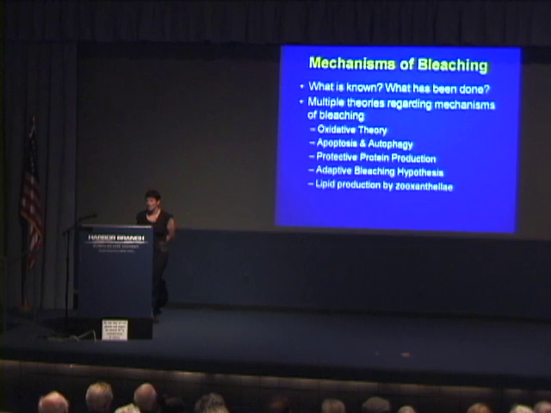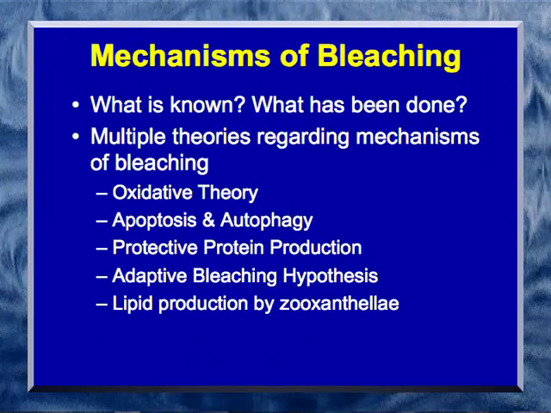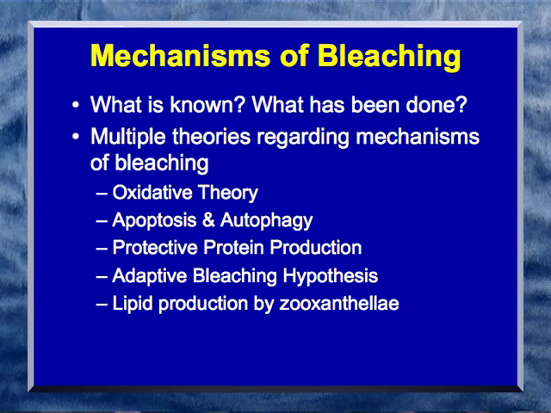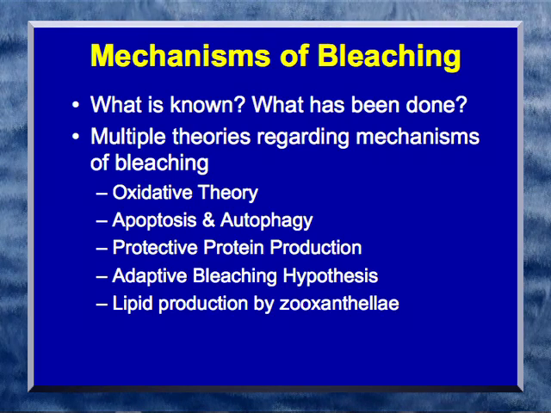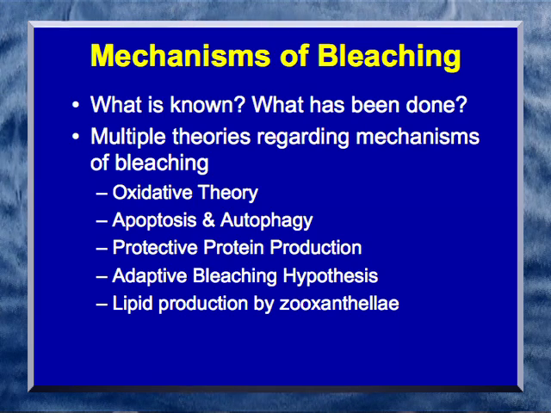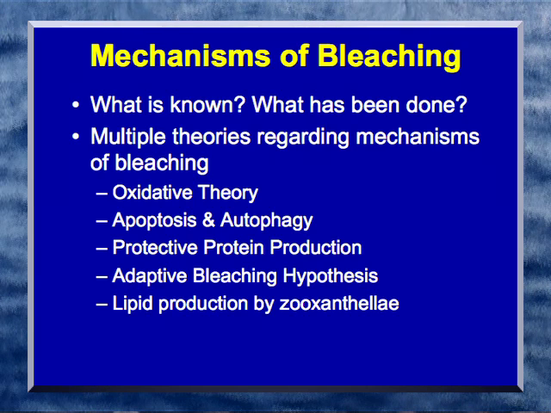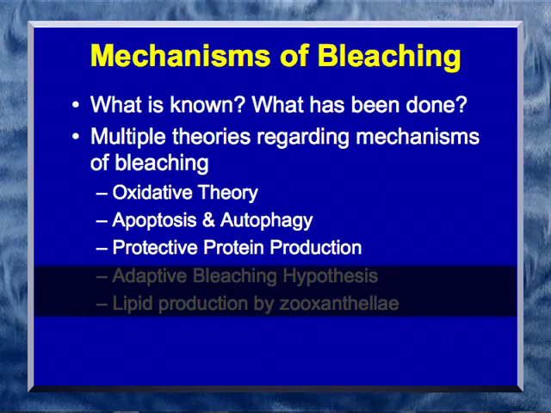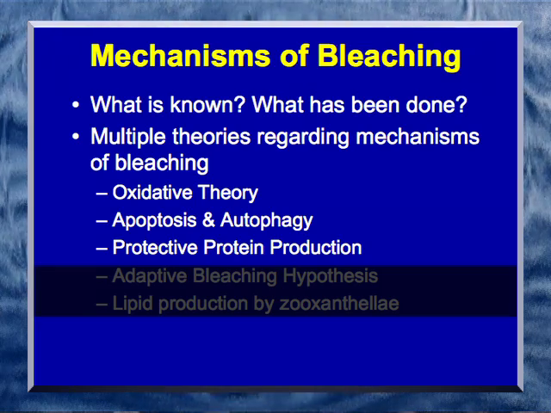So what do we know, and what has been done so far? And what are the mechanisms of coral bleaching? There are multiple theories regarding the mechanisms of bleaching, ranging from oxidative stress theory to apoptosis and autophagy, which are different forms of cell death. There's also protective protein production by the coral host. And then there's a hypothesis called adaptive bleaching and lipid production by the zooxanthellae. Due to time constraints, I am only going to focus on oxidative theory, cell death theory, and protective protein production today.